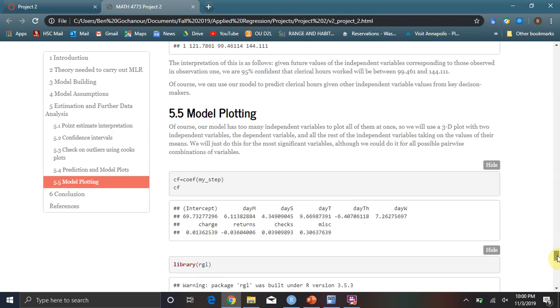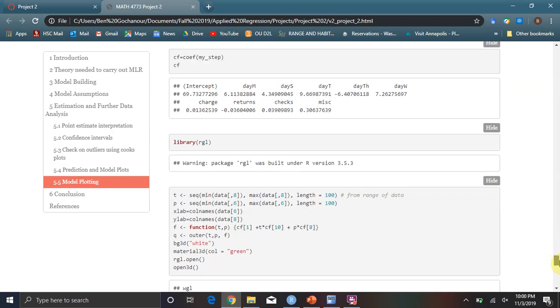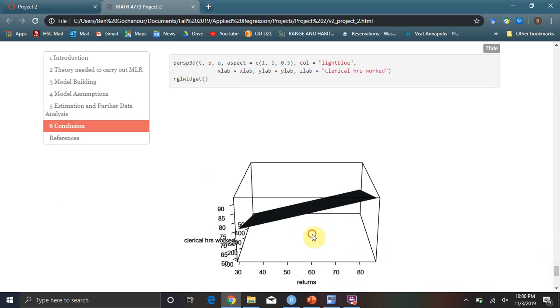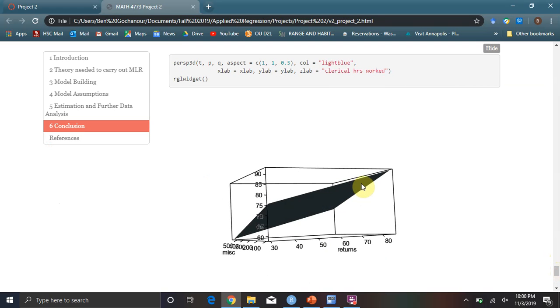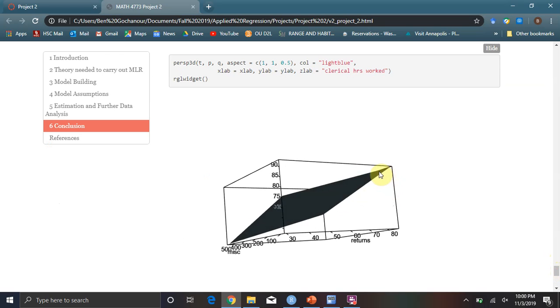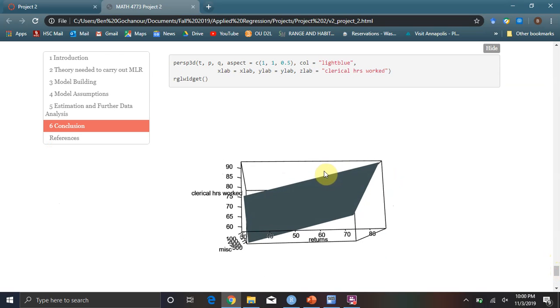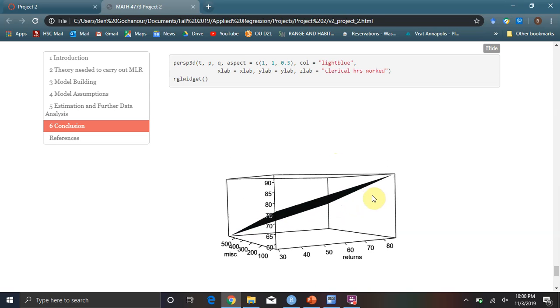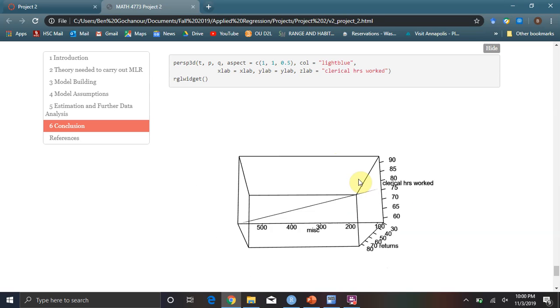Here we're going to plot our model. We use that same RGL plot that we've been using a lot to give us a nice plane here where we have returns and miscellaneous as our X and Y, and then our clerical hours worked, which is our Z, of course, and we have this plane here.